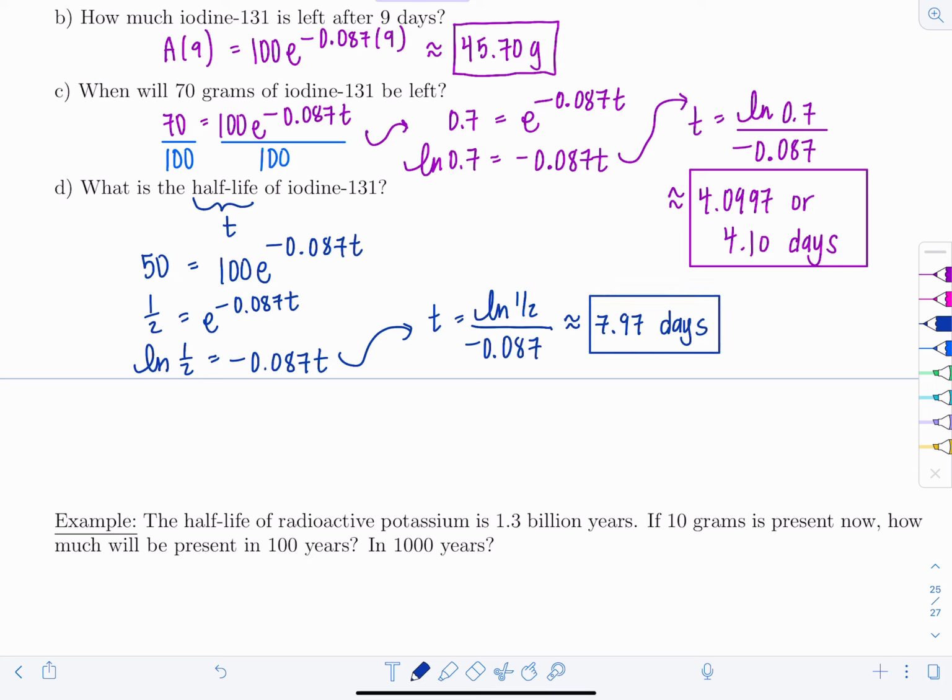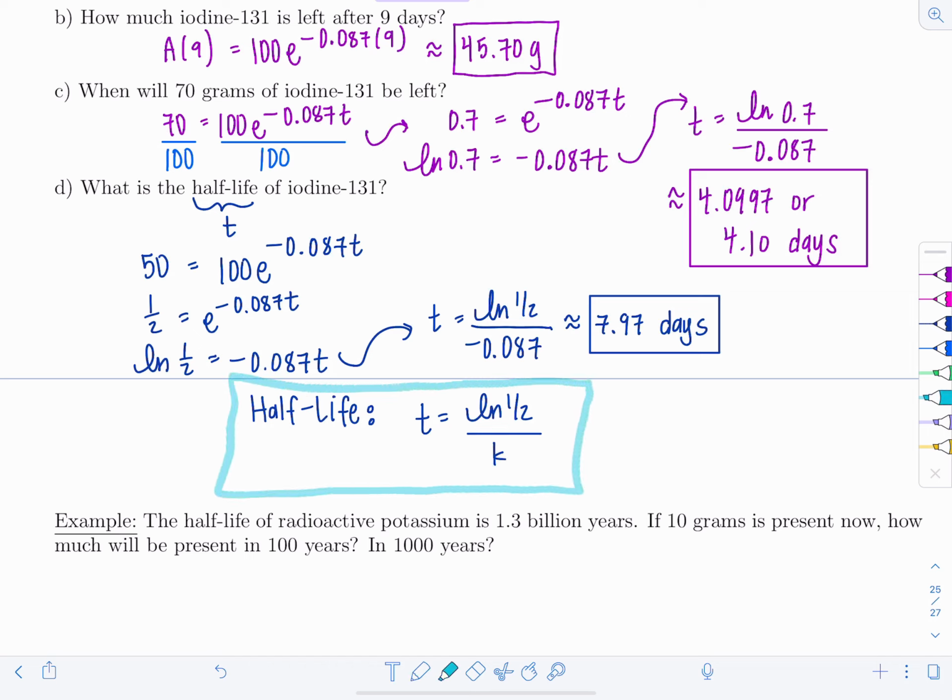Notice half-life is very similar to when we were finding doubling time in the previous problem. Did you figure out what the shortcut formula is? T equals ln of 1/2 over k. So feel free to use that, because remember, the initial amount is irrelevant. You just want half of it to be left. So you're always going to be at this step right here, where you have 1/2 equals e to the kt when being asked to find the half-life. Sometimes they like to be extra sneaky and they don't even give you the initial amount because you don't need it to find the half-life.